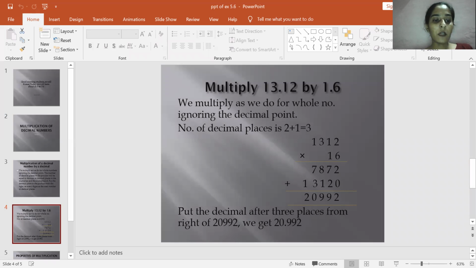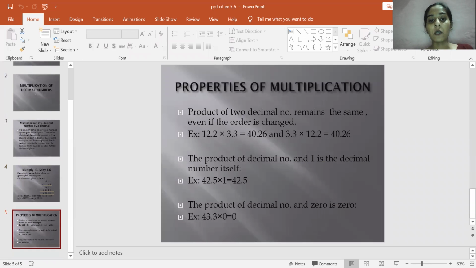Okay, class. Now there are some properties of multiplication. The product of two decimal numbers remains the same even if the order is changed. Yes, class. Now you can check. Example, 12.2 multiplied by 3.3 gives 40.26. Now I change the order. I write 3.3 first, then multiply by 12.2, and it also gives 40.26. It means the product of two decimal numbers remains the same even if the order is changed.